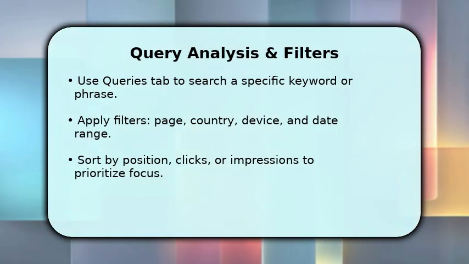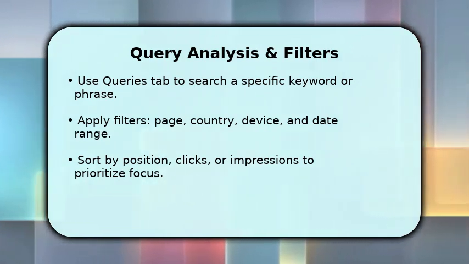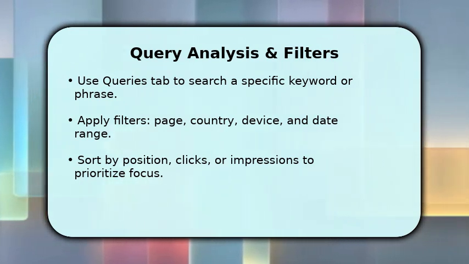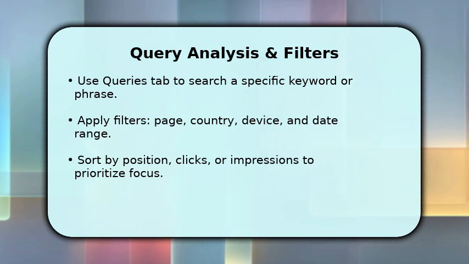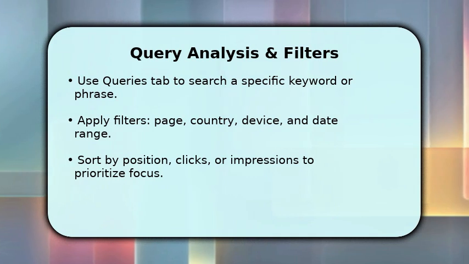Next, focus on the Queries table. Type a target keyword into the filter so you see exactly where you rank. Then add a page filter if you want ranking for a specific URL. This isolates intent and landing relevance. Also set device and country filters since rankings vary by context.